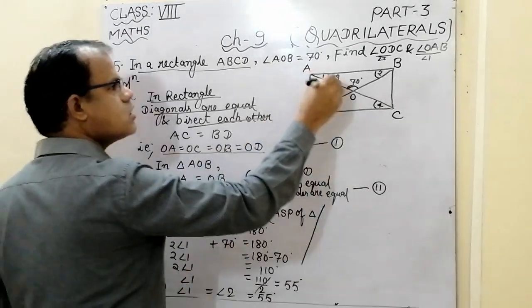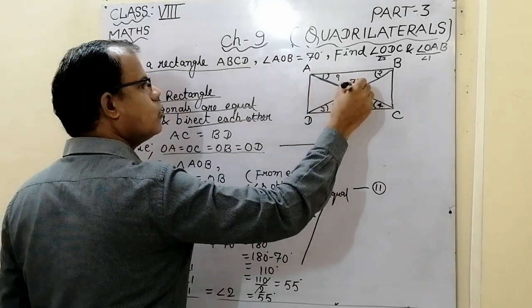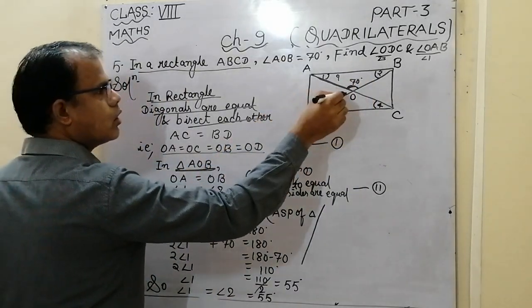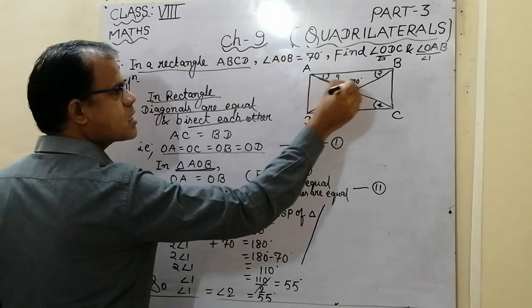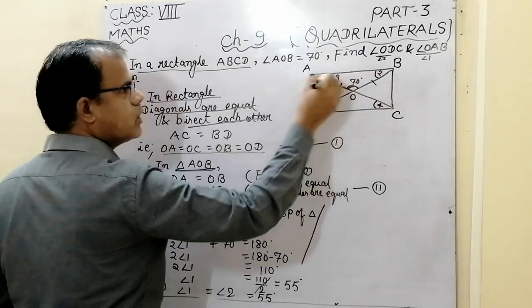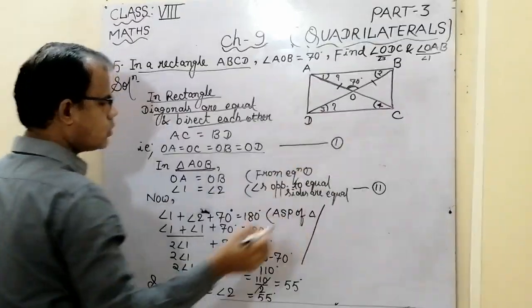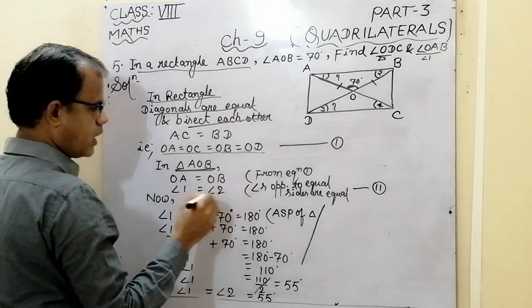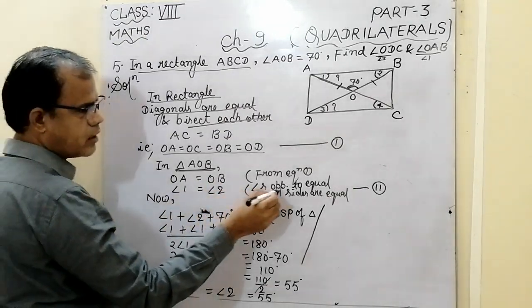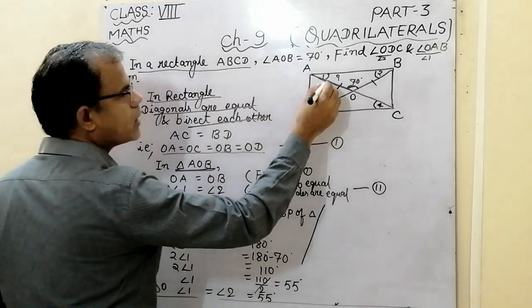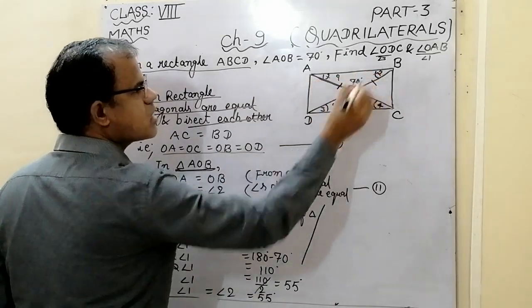Now look here in triangle AOB. OA equals OB, this side equals this side. In triangle OAB, OA equals OB, the sides are equal, so the angles are also equal, because angles opposite to equal sides are equal. So angle 1 equals angle 2, this angle equals this angle.